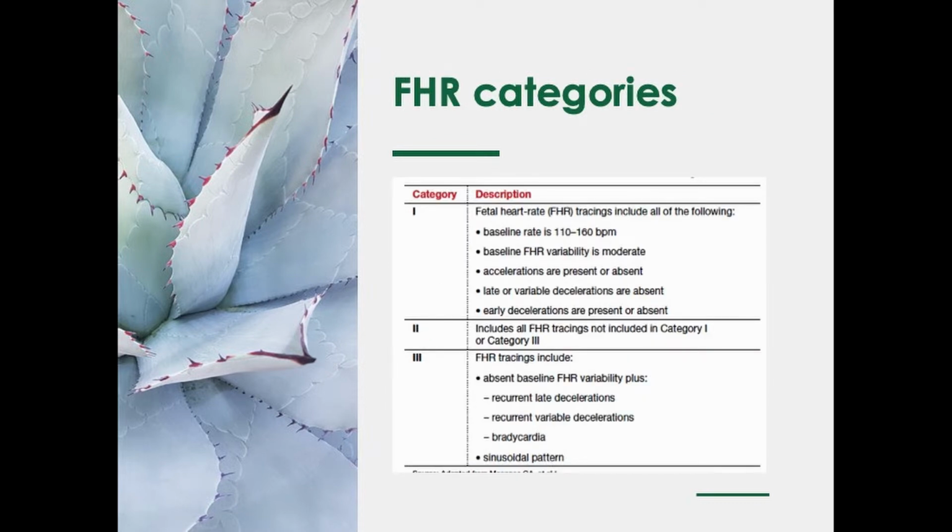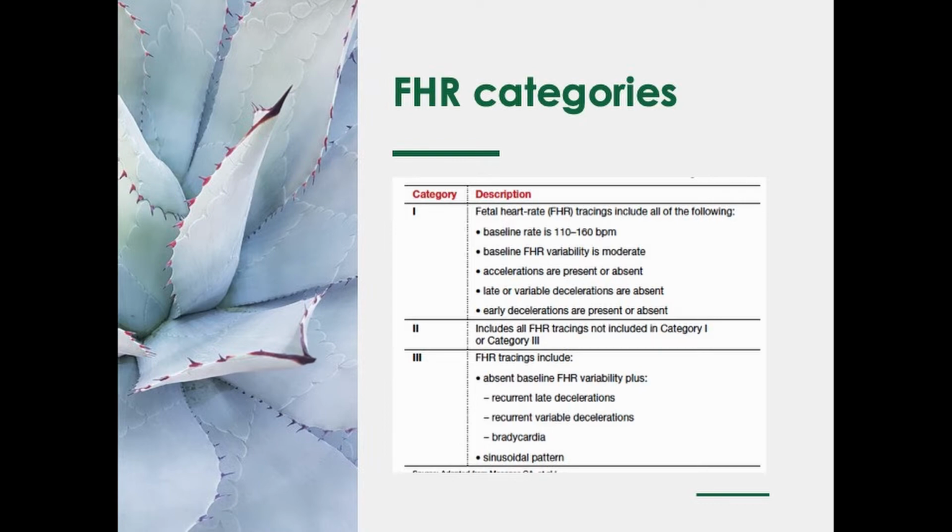Okay, so this gets really easy now, right? Because we get 3 categories, 1, 2, and 3. 1's really easy, right? It's normal. It's what you guys are used to looking at. It's what you see all the time. The baseline heart rate is normal, which is defined as between 110 and 160 beats per minute. The variability is moderate.